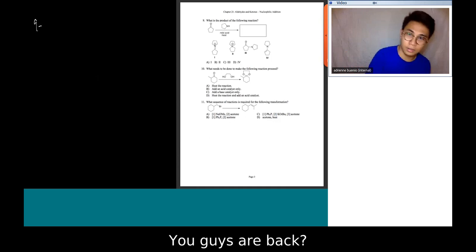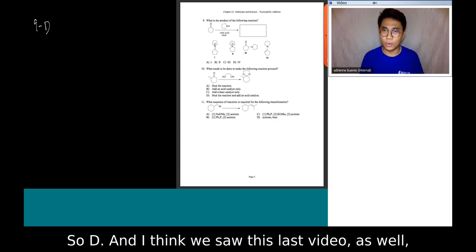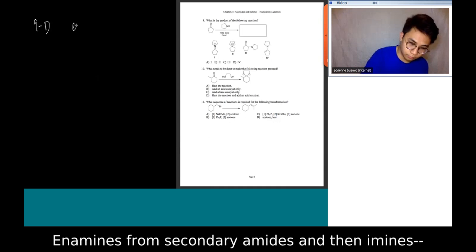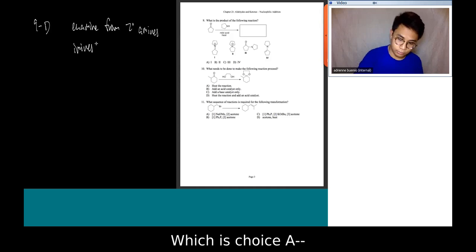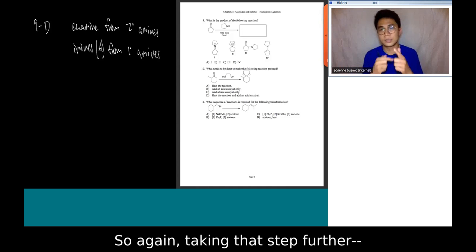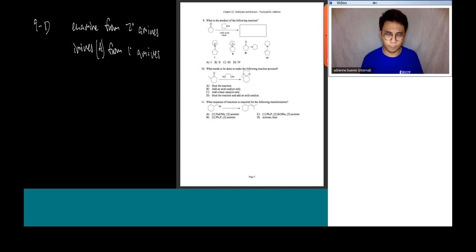Okay, you guys are back. 9, you guys should have gone D. What is the product of the following reaction? So D, and I think we saw this last video as well, where we're making what? Enamine from secondary amines, right? And then imines, which is what choice? Which is choice A, right? From primary amines. So again, taking that step further. So what we would need to do to make an imine, right? And we know how to do that. So that type thing.